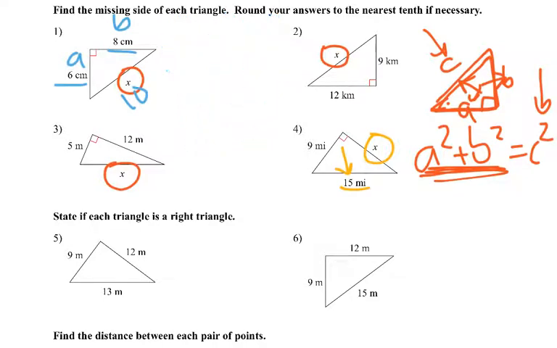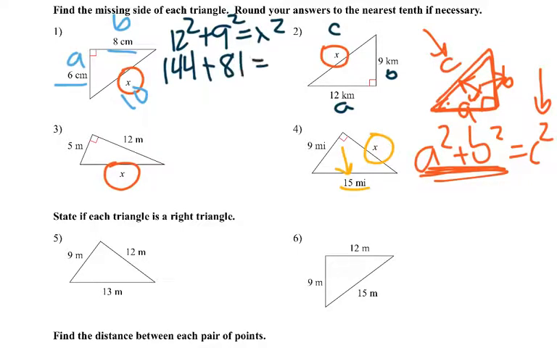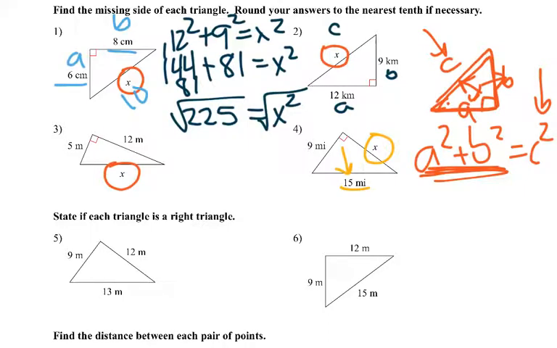Alright, number 2. So A and B, it doesn't matter which one is A or which one is B, as long as you have the correct C. So I go 12 squared plus 9 squared equals x squared. 12 squared is 144. 9 squared is 81 equals x squared. 144 and 81 give us 225. Take the square root of that, and the square root of 225, you type it in the calculator if you don't know, is 15. So that one equals 15.